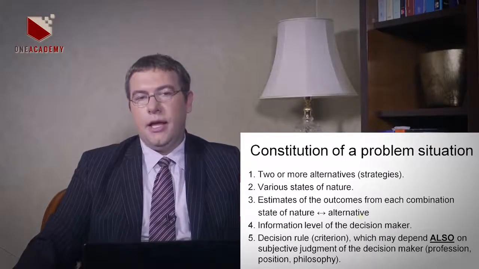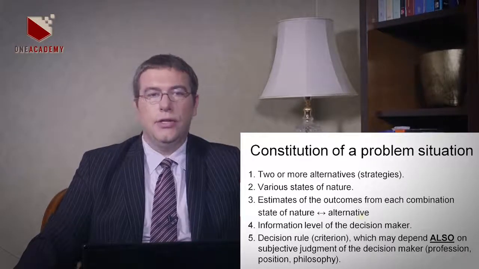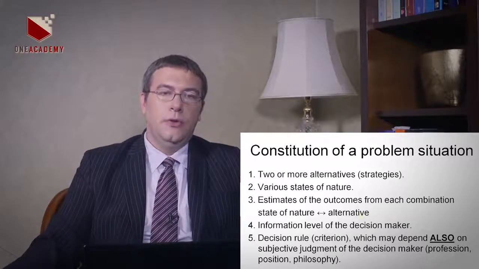So let's say I have 3 alternatives and I have 2 states of nature. Altogether, I should have 6 combinations, and for each of them I should have an estimation, which basically means a number for the outcome. It could be a favorable outcome for me, or it could be non-favorable for me. But anyway, the third requirement is we need to have estimates for the outcomes of each combination.